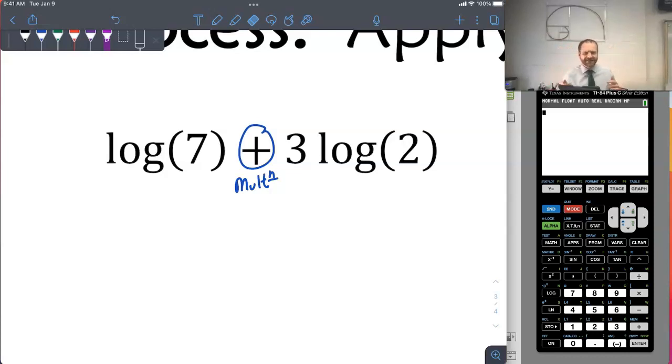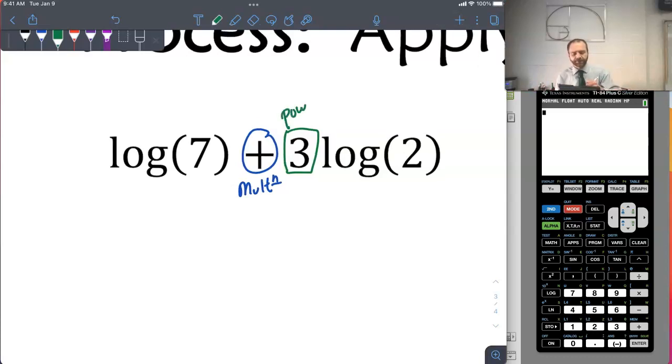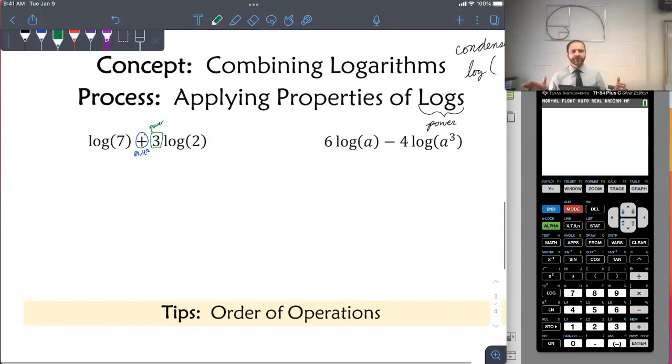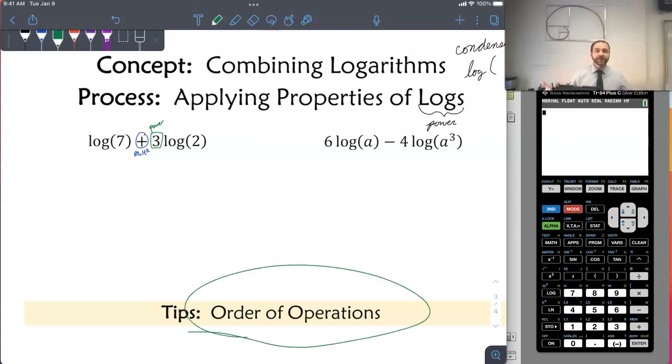But notice I did not address this 3. This 3 is a coefficient. This is your power rule. And think about this, if I write this as power, which comes first? Wait a minute, what's that on the very bottom of the screen? Order of operations. We have to keep in mind our order of operations when we're condensing logarithms, because it matters which ones you're dealing with. We're looking at multiplication by combining, division by combining, and exponents, which means I have to keep in mind my order of operations for these.